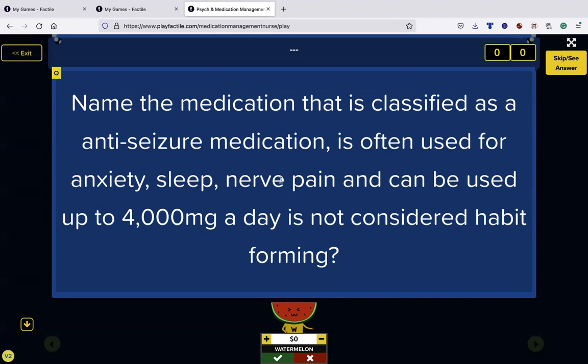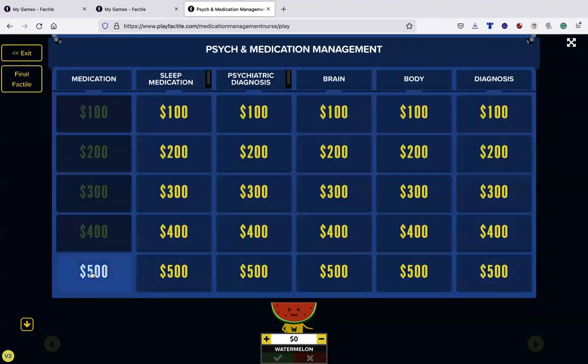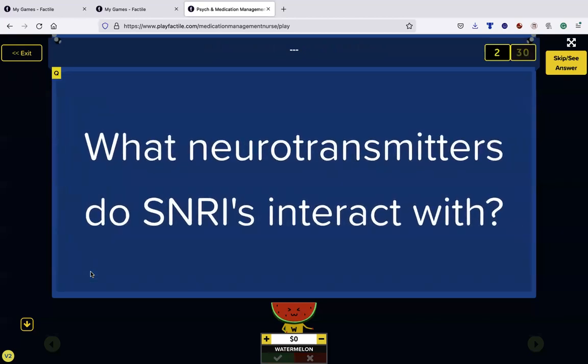You can take up to 4,000 milligrams a day. You might hear some say 3,600. So it's 3,600 to 4,000. I use 4,000 milligrams a day because that matches Tylenol, and it just kind of keeps it to where you're able to remember it. And it's not considered habit forming. You will learn what that means, and I'll talk much more about that when we talk about addiction. So gabapentin. All right. Last one on this one is, what neurotransmitters do SNRIs interact with?